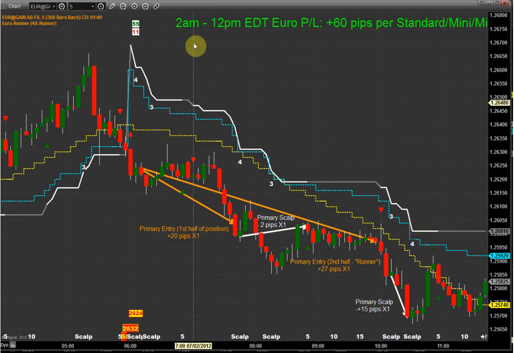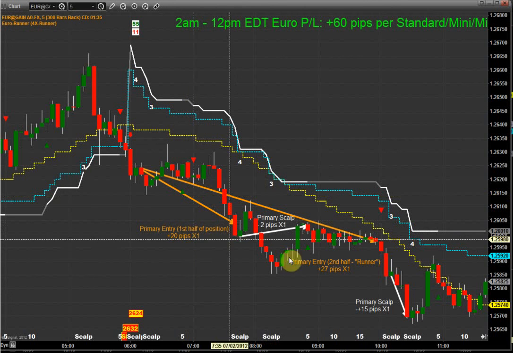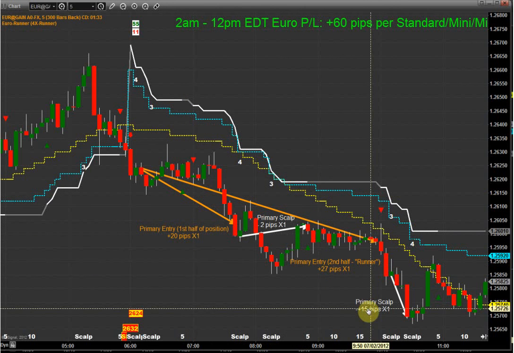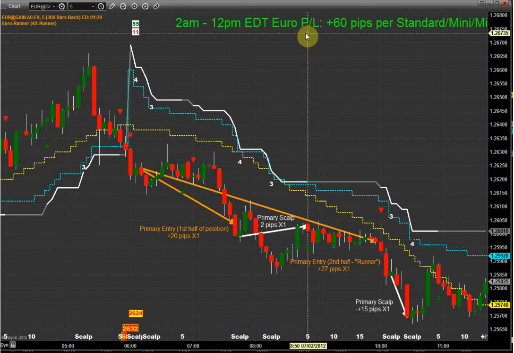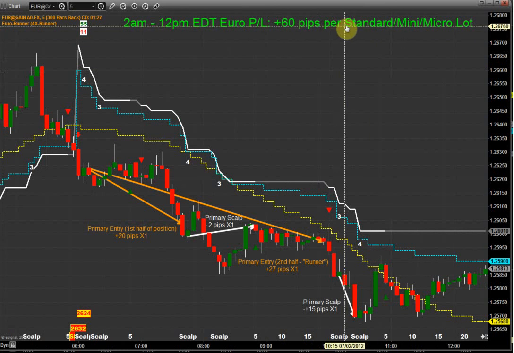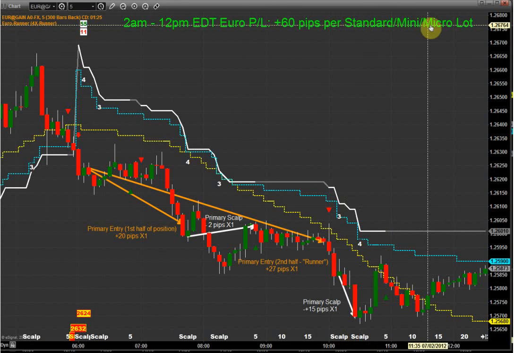So the net today for the euro, 60 pips, 20 plus 27 plus 15 is 62, minus 2 is 60. 60 pips made a profit on per standard, mini, or micro lot.